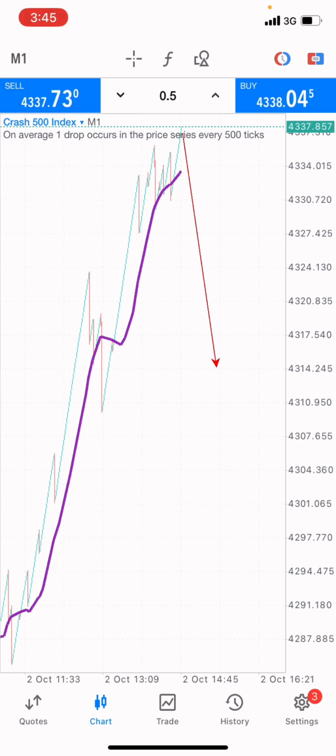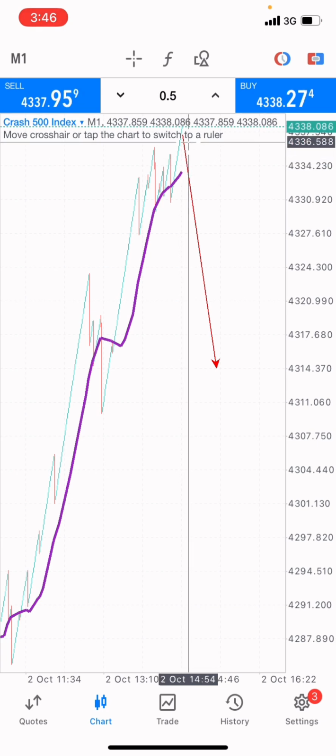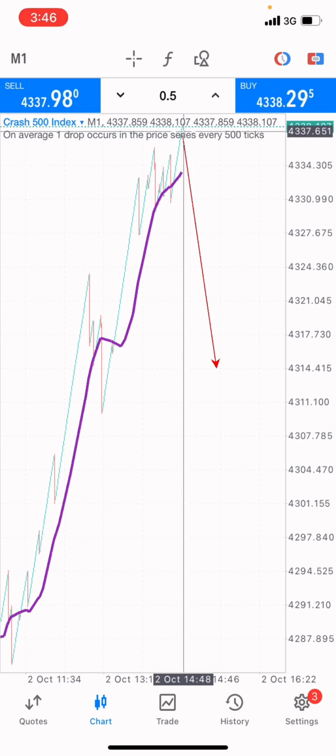All right. So now you have just seen how I was able to show you a proper analysis on this Crash 500 Index market, and how you can trade this market like a professional trader. This is how a professional trader would analyze their trade and trade this market without having a losing trade. Okay. So at this point right here, you place a sell entry. At this very point, you place a sell entry just to scalp and catch the spike.